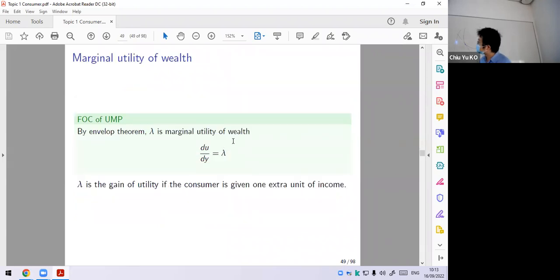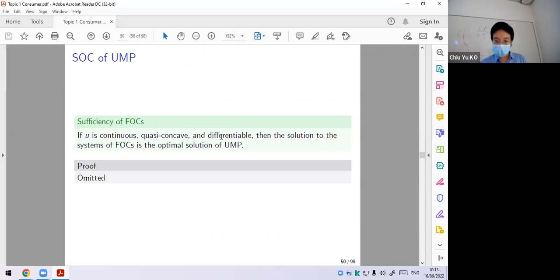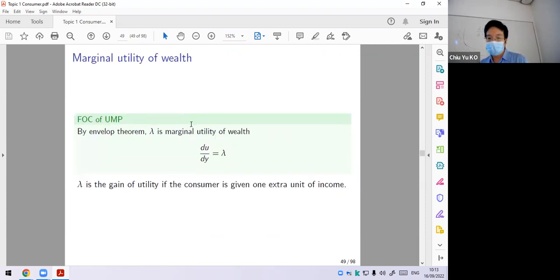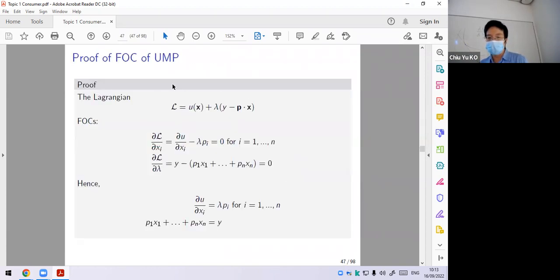Here I just add a new slide, just saying this statement here. Why is this true? You can prove it; you look at Randy's textbook. But the idea is because the FOC is a necessary condition, right?